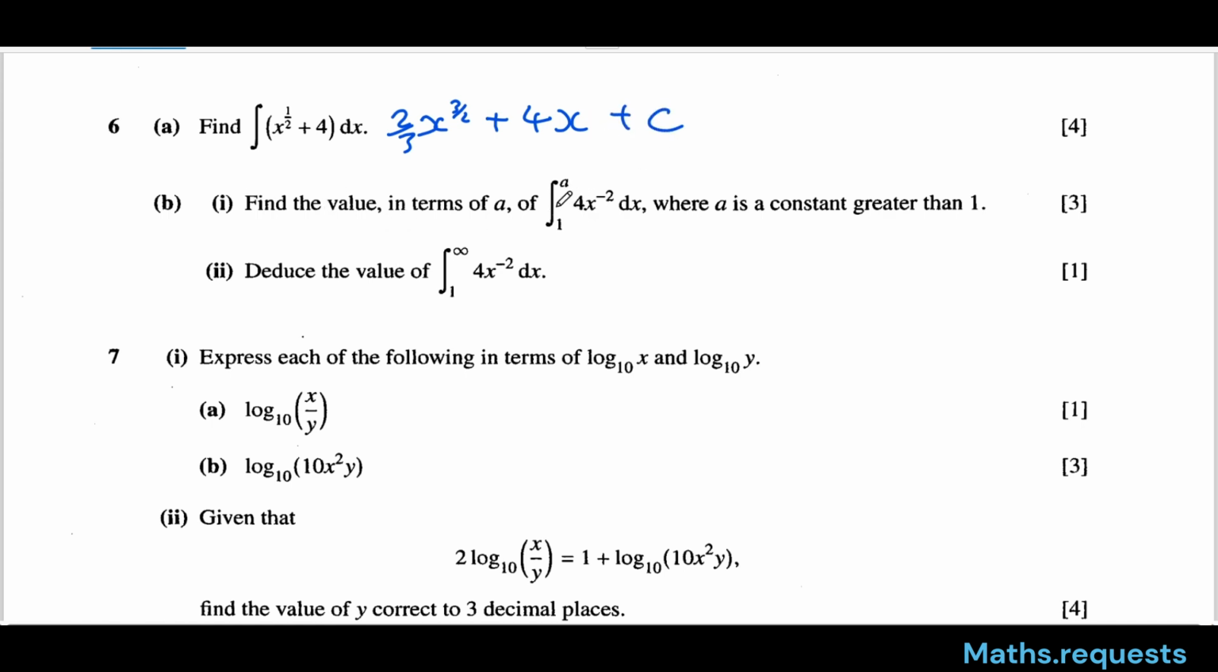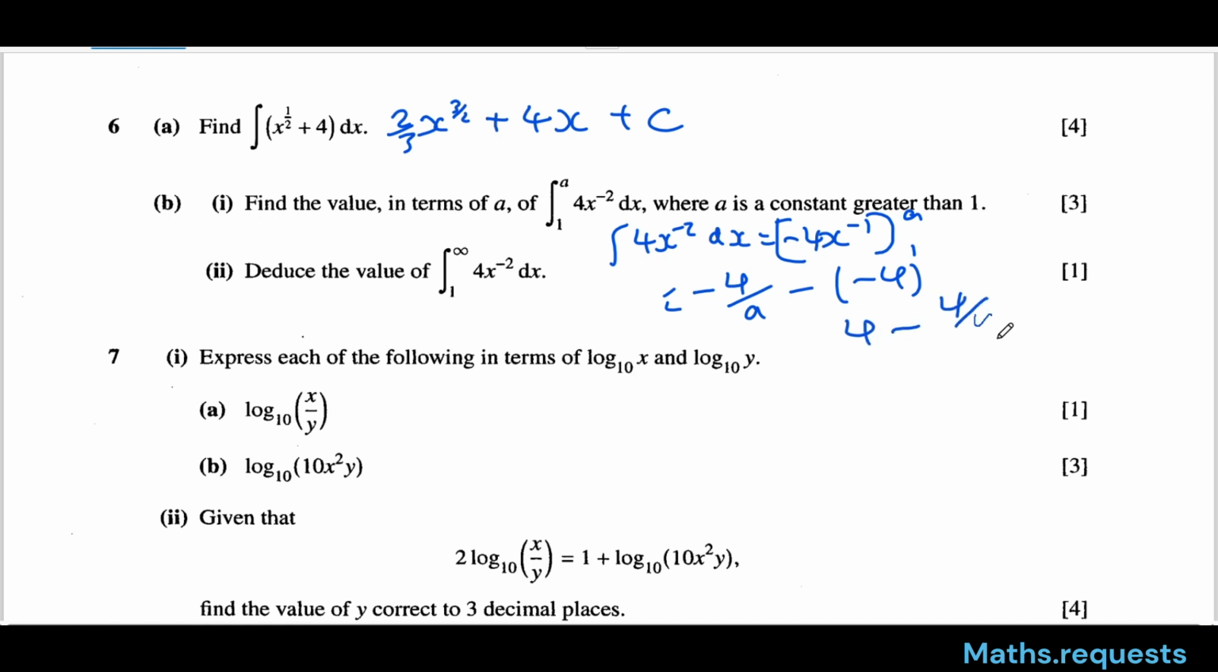Okay, so find the value in terms of a of the integral with upper bound a, lower bound 1, of 4x to the minus 2 dx, where a is a constant greater than 1. So we're going to integrate 4x to the minus 2. Like I said, we up the power by 1, and then we divide the coefficient by the power, so it's minus 4x to the minus 1. And then of course we add in our boundaries, which is a and 1. So we can say that minus 4 over a minus minus 4. So then you can say 4 minus 4 over a.